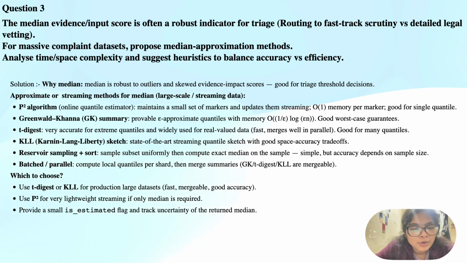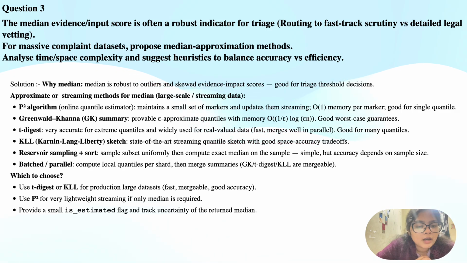Reservoir sampling sorts this sample subset uniformly, then computes the exact median on the sample. It is therefore simple, but accuracy depends on the sample size. It doesn't perform very well if the sample size increases. Batched or parallel: compute local quantiles per shard, then merge summaries.